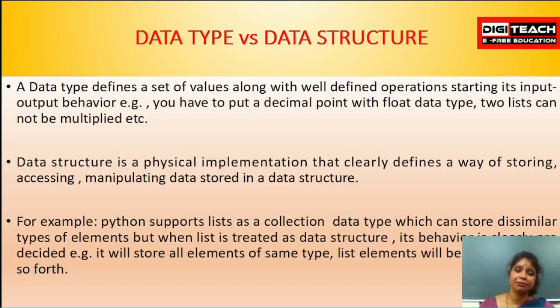Let's discuss the difference between data type and data structure. As you know, data type defines a set of values along with well defined operations stating its input and output behaviors. For example, you have to put a decimal point with float data type. Similarly, two lists cannot be multiplied.